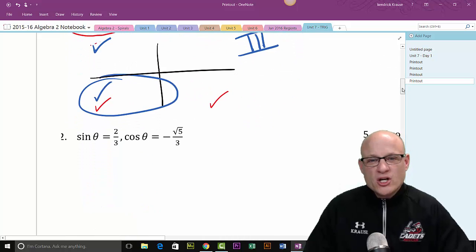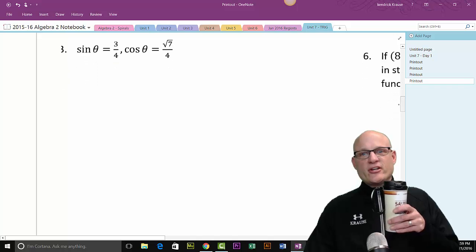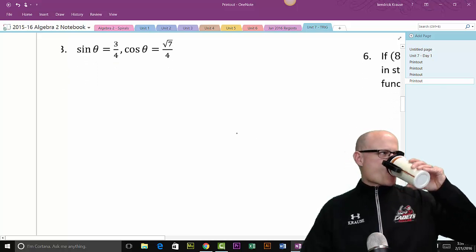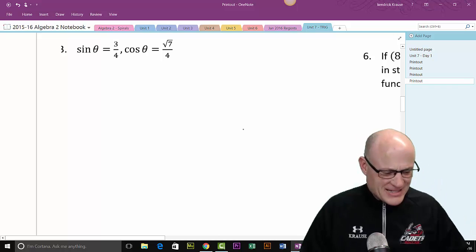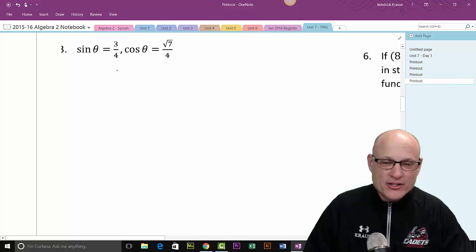Woo! When quadrant 3 comes up, I drink me some coffee. Because coffee done good for my brain. Ah, that's hot. No, not like that's hot. That's good.